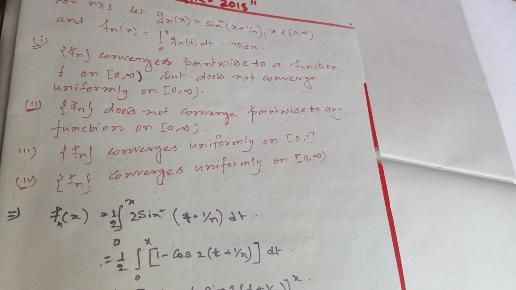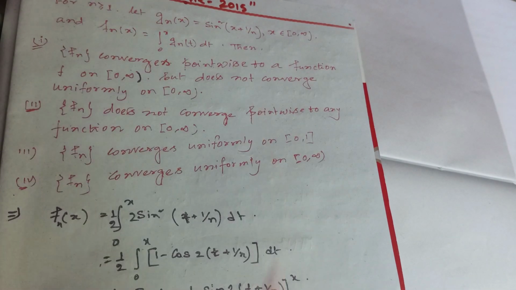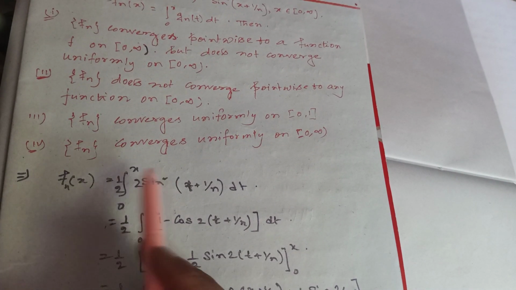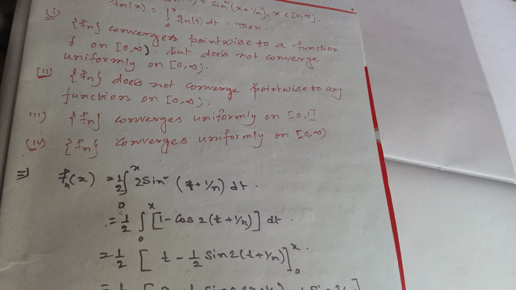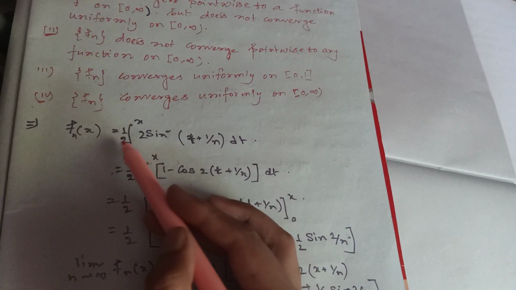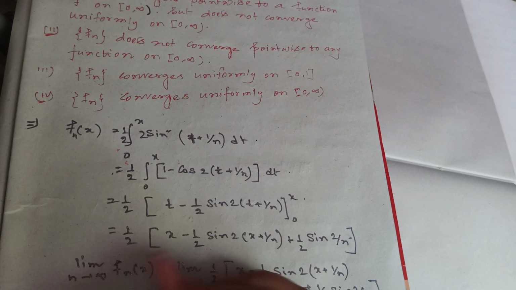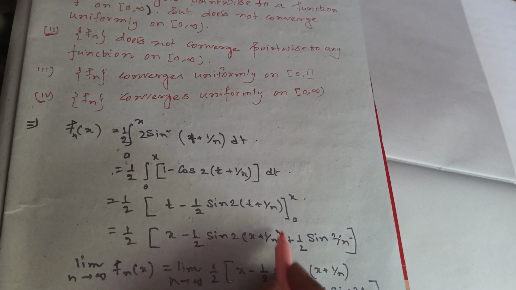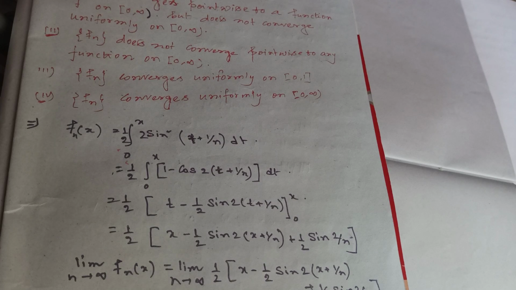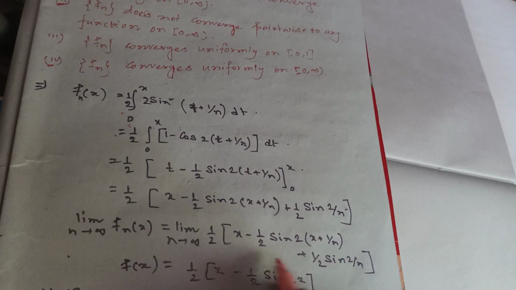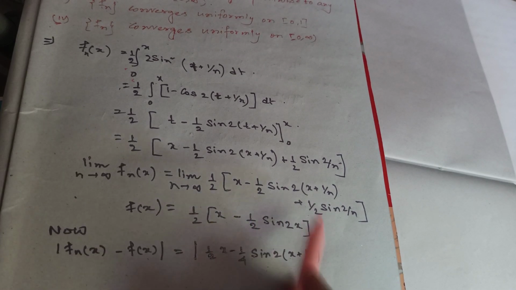Okay, so for the given function we can write sine square x plus 1 by n, and f_n is equal to the integration from 0 to x of g_n(x) dx. So first we solve this integral. Just multiply 2 in the denominator and numerator, and we get half x minus 1 by 2 sine 2x plus x by n plus 1 by 2 sine 2 by n. This is our f_n(x). Now taking the limit as n tends to infinity of f_n(x), we get 1 by 2 x minus 1 by 2 sine 2x. This is the limit of the function.